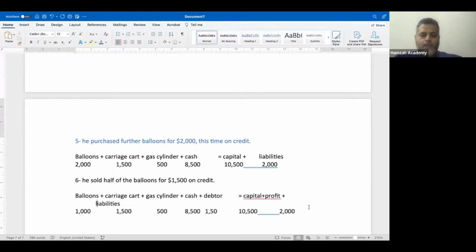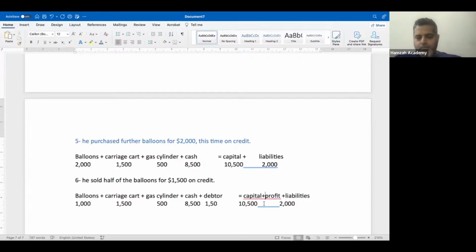We have to add the profit element with this, right? And let me just put up a space. Okay. Now, the profit element, 1,000 balloon sold for 1,500, meaning we have a profit of 500 over here. So capital 10,500 plus 500 for the profit as well, right? So look, 11,000 plus 2 is 13,000 is equal to 8.5, 9, 10, 10.5, 11, 12, and 13. So 13,000 is equal to 13,000.